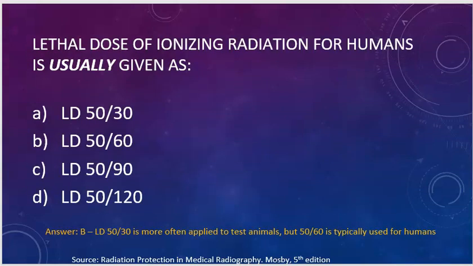Okay, so here's a little question for you. The lethal dose of ionizing radiation for humans is usually given as, is it A, LD50-30, B, LD50-60, C, LD50-90, or D, LD50-120? LD50-30 is something that we talk about that's applied to laboratory type stuff, but LD50-60 is typically used for humans. So keep that in mind in case you see it on the registry.